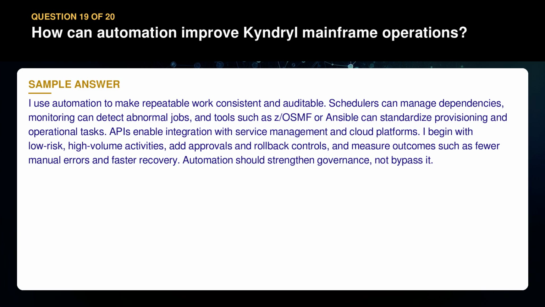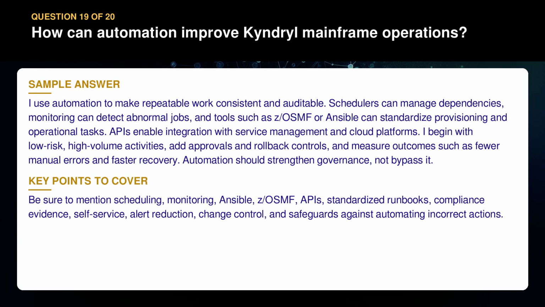I begin with low-risk, high-volume activities, add approvals and rollback controls, and measure outcomes such as fewer manual errors and faster recovery. Automation should strengthen governance, not bypass it. Be sure to mention scheduling, monitoring, Ansible, OSMF, APIs, standardized runbooks, compliance evidence, self-service, alert reduction, change control, and safeguards against automating incorrect actions.